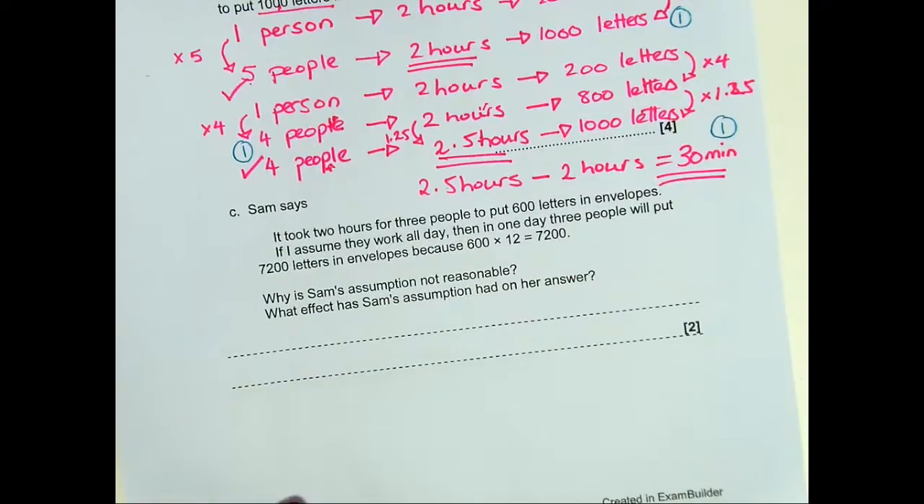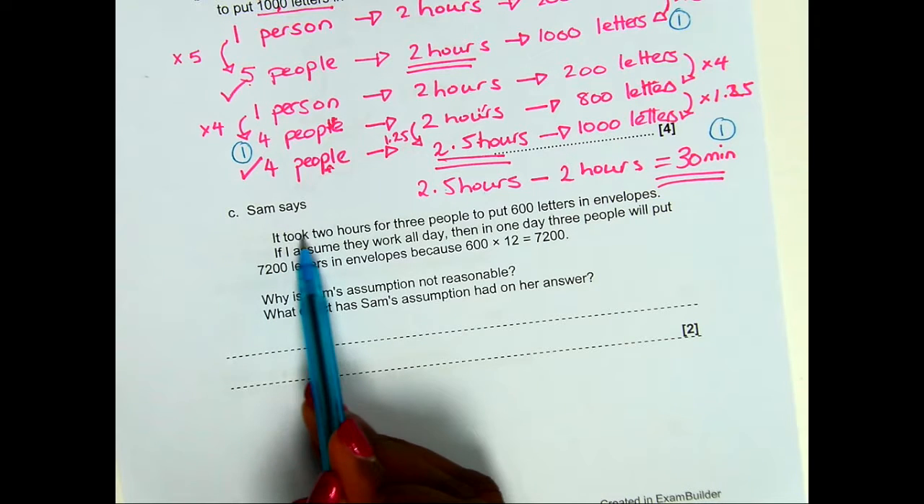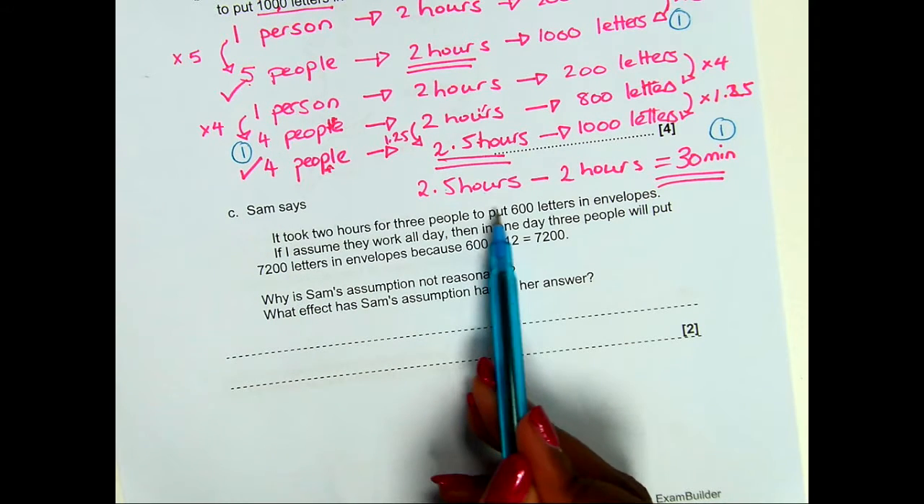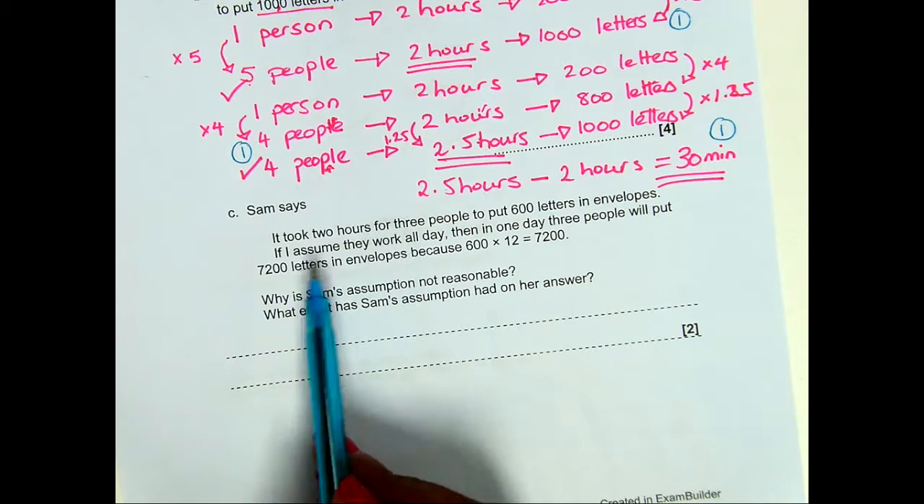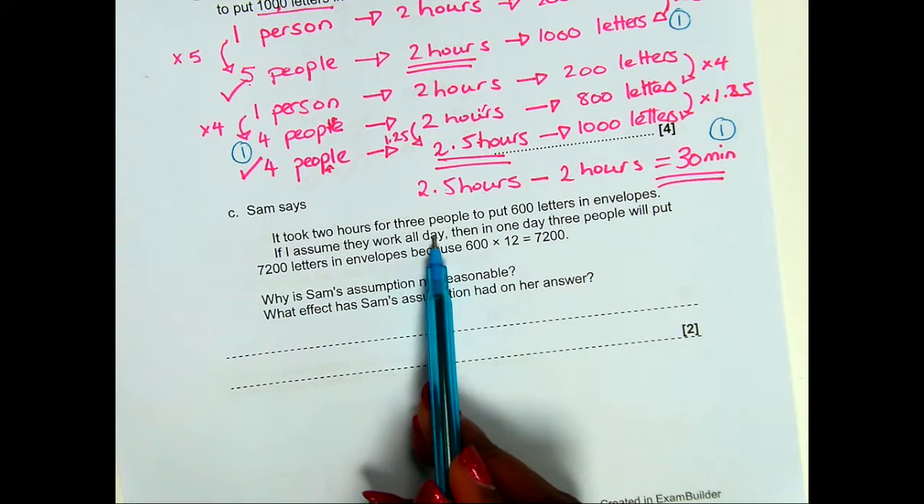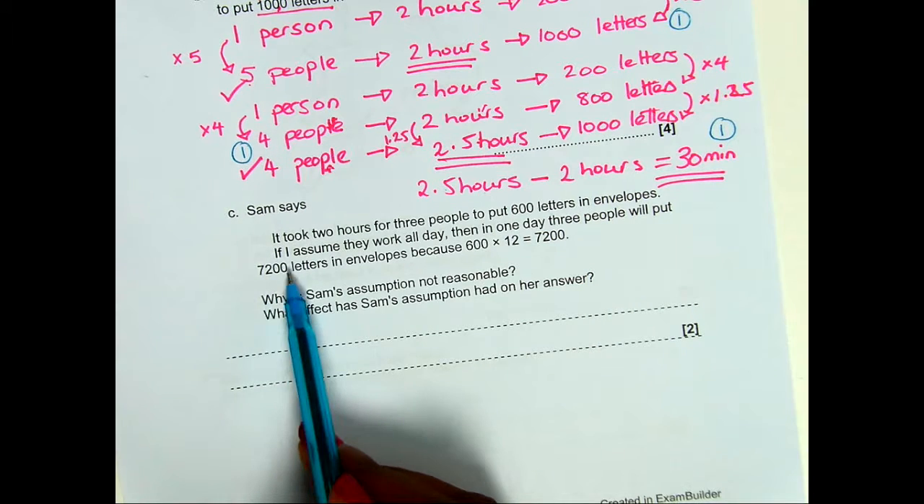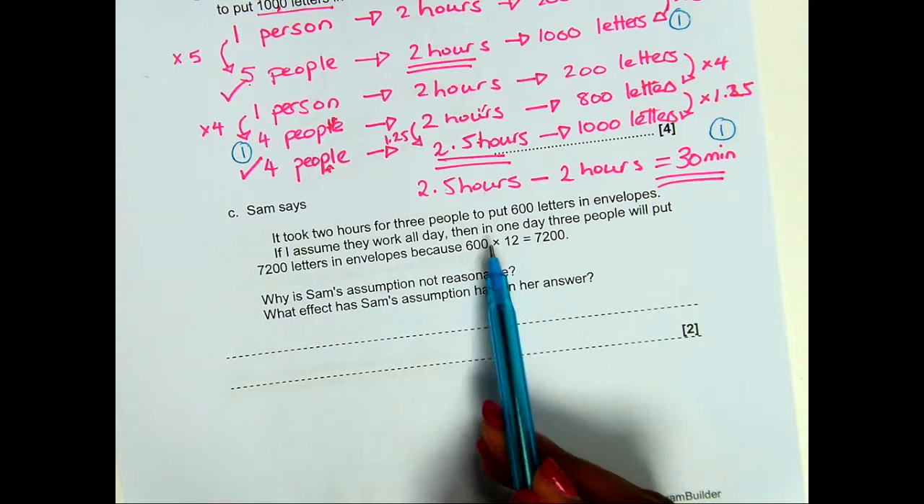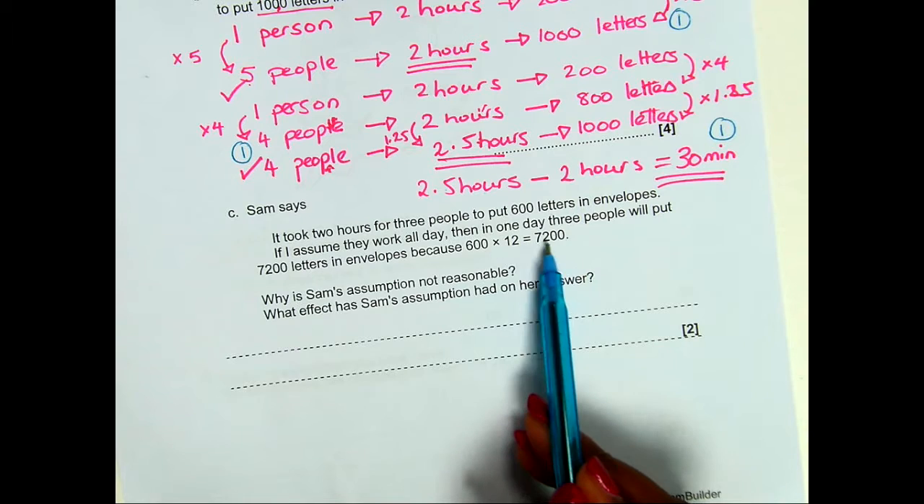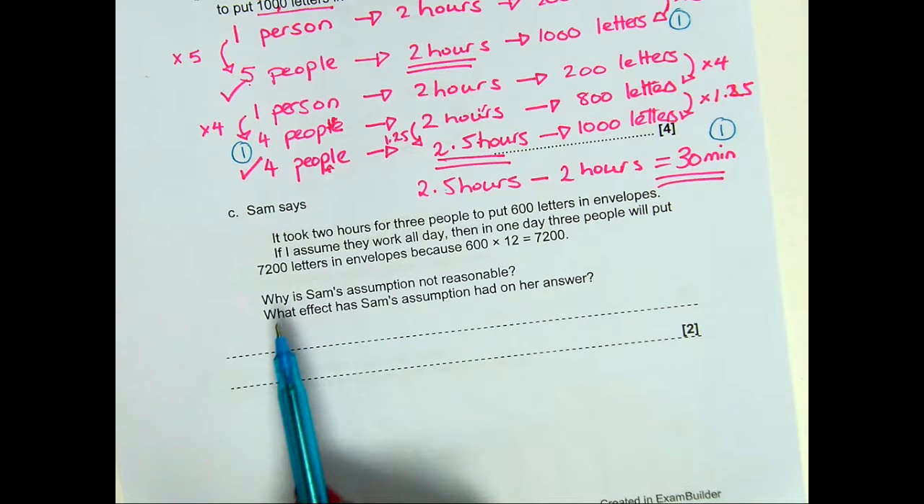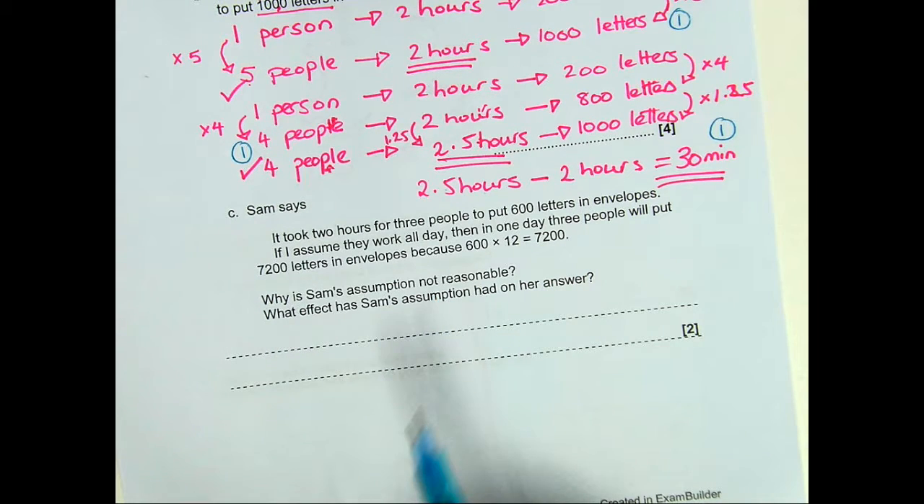Going on to the last bit of this question. Sam says it took 2 hours for 3 people to put 600 letters in envelopes. If I assume they work all day, then in 1 day, 3 people will put 7,200 letters in envelopes because 600 times 12 equals 7,200. Why is Sam's assumption not reasonable?